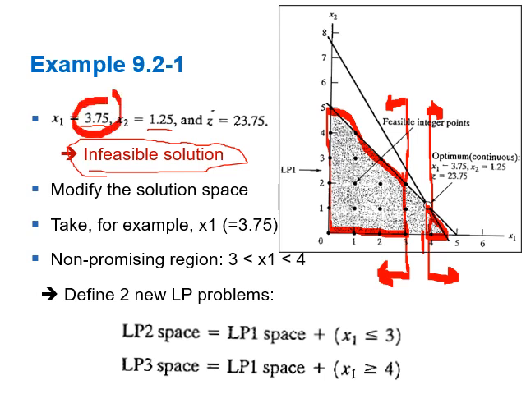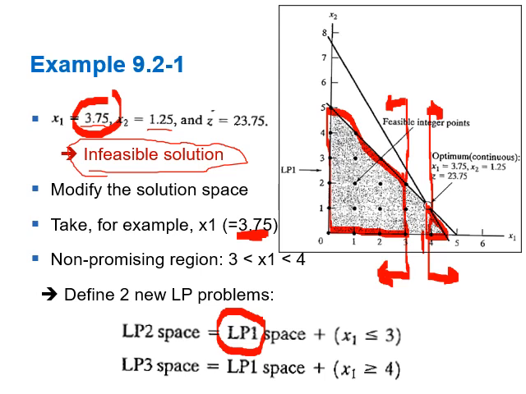Okay, so basically, since 3.75 is between 3 and 4, in the optimal solution, either x1 will be less than or equal to 3 on the left-hand side, or it will be greater than or equal to 4. But it can never be in between 3 and 4. That's why we divide.